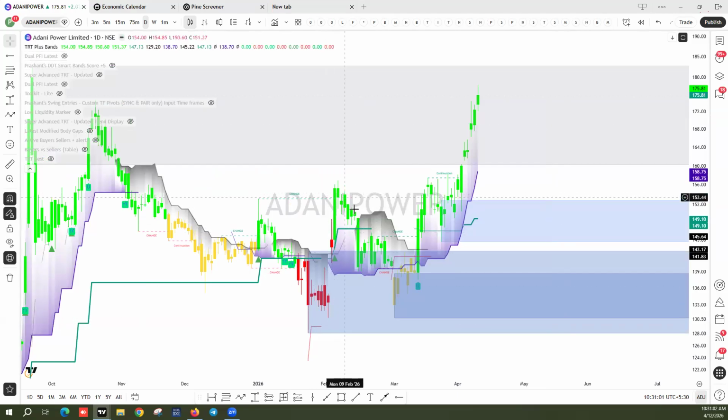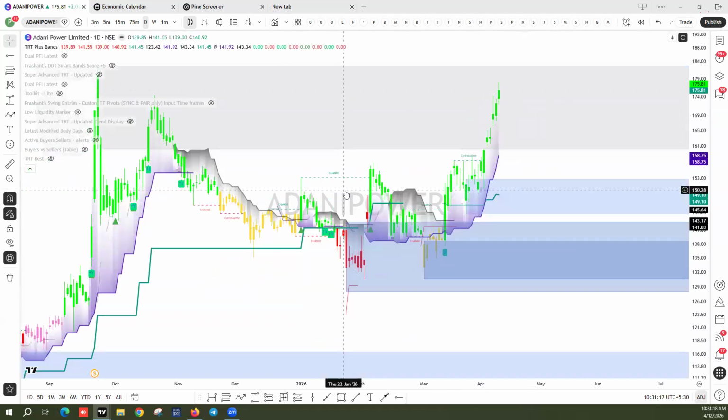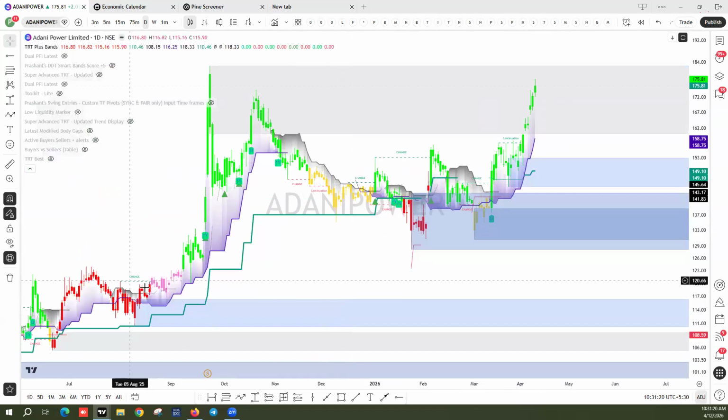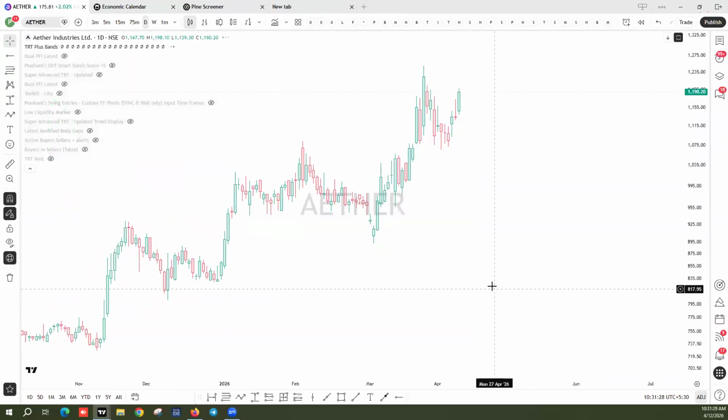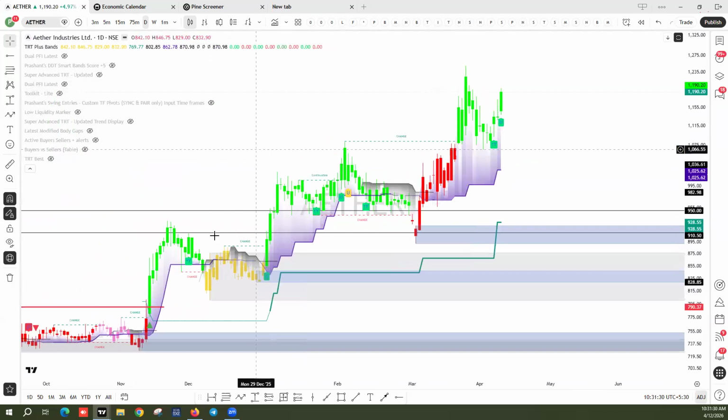Adani Power went up nicely, gave a good retracement, and again it went up. When it gave a green candle, you can notice price is above all the bands. Still it gave a retracement entry and reversed. Here it changed, consolidated, went up, gave a retracement and went up. So most of the time stocks give us an opportunity to buy on dips.